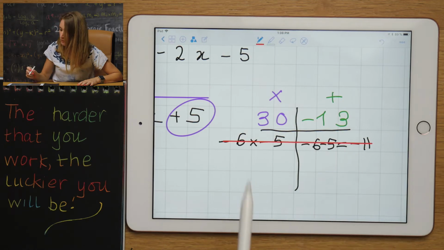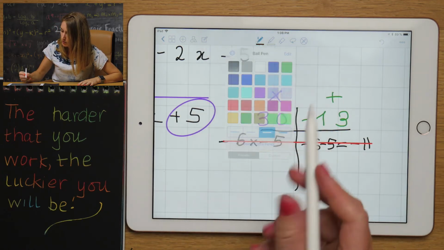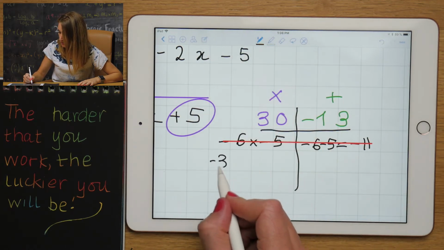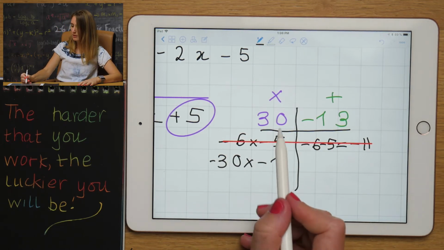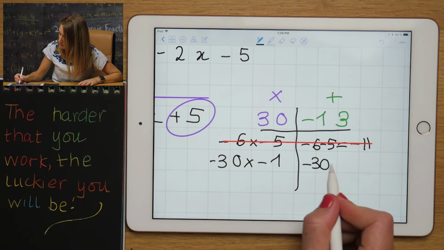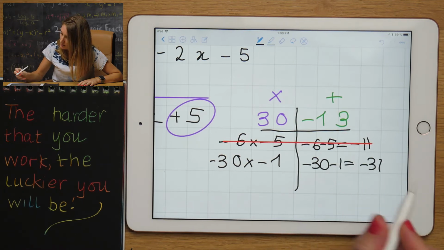Let's just do one more just to be really clear. You could also try minus 30 times minus 1. Minus 30 times minus 1 is 30, and minus 30 minus 1 is minus 31.